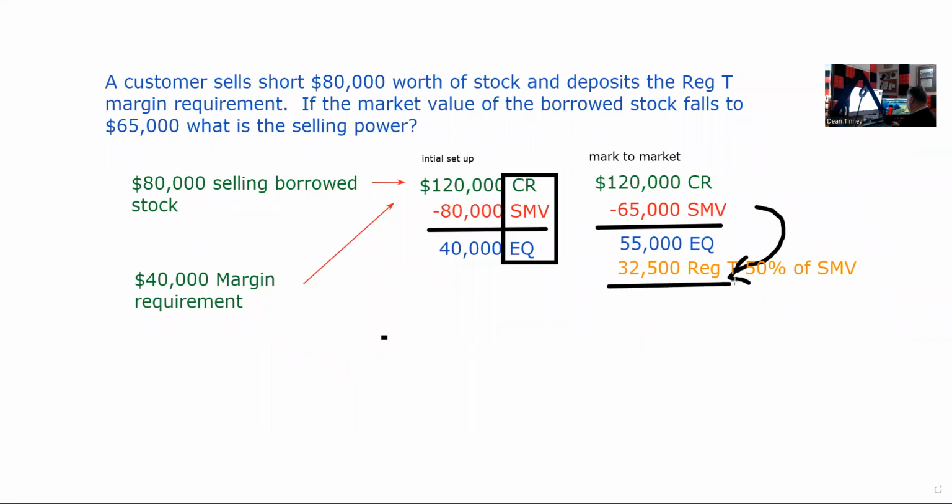Today you have, we're going to take 55 minus 32.5. And we get 22.5. So you have 22.5 in excess equity.